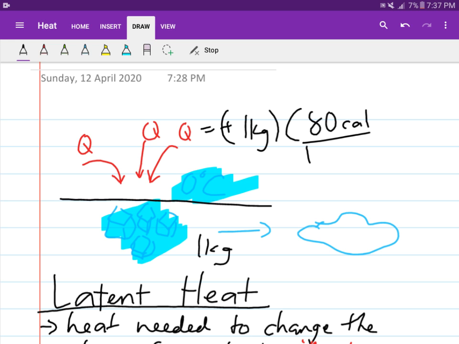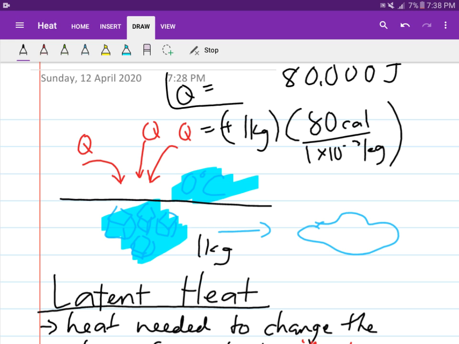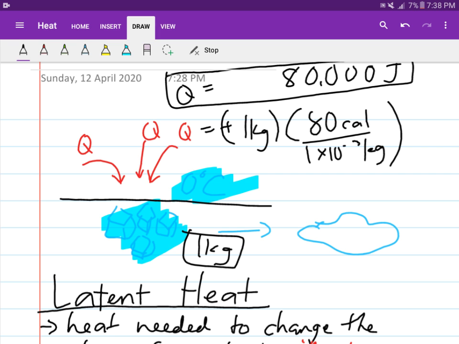So 1 gram is 1 times 10 to the minus 3 kilograms. So the amount of heat needed to melt would be 80 divided by 10 to the minus 3. You need 80,000 joules of heat in order to completely melt this 1 kilogram of ice.